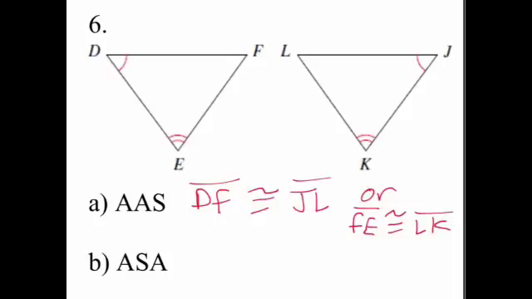Okay. On the next one we want angle, side, angle. Here are the 2 angles. We need the side between them on both triangles. That's the side DE congruent to the side KJ.